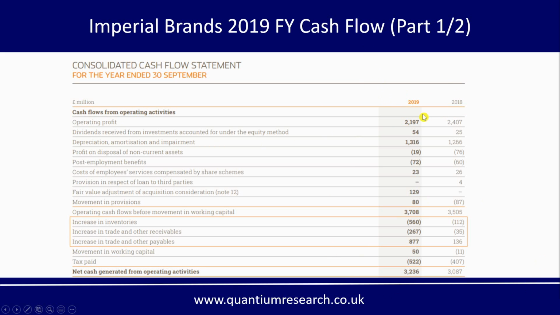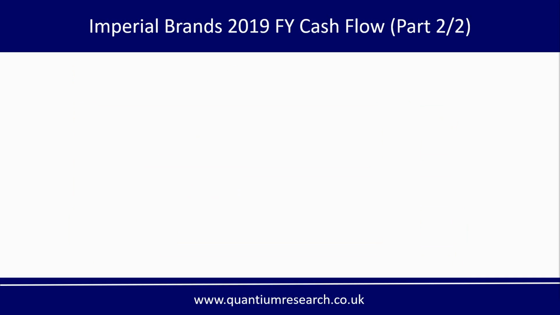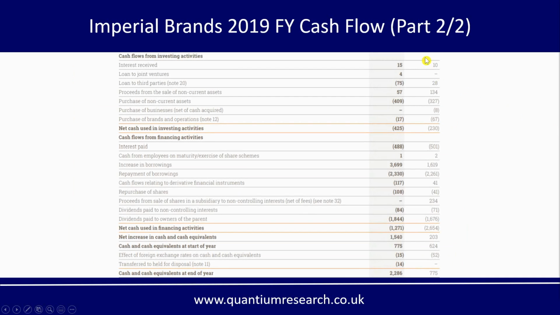However, is the business making more profit than before? At this moment, it doesn't seem to be doing so. We'll now have a look at the second part of this cash flow statement, and we must remember on the right column you have data from the previous year. In this case, we're looking at the 2019 cash flow statement for Imperial Brands.